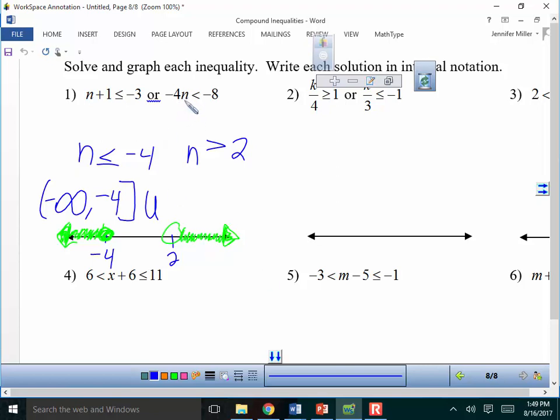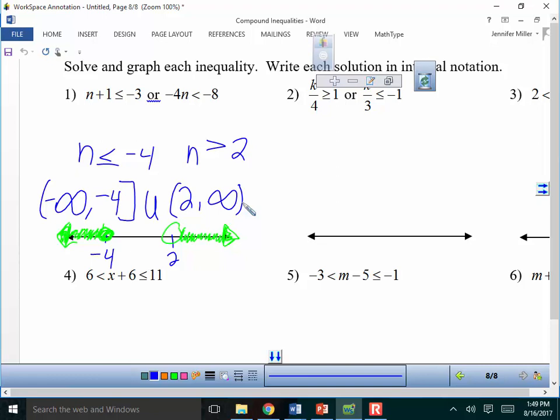Let's look at it. -4 times 2 is what? -8. Is -8 less than -8? No, because they're equal. So that's not going to work for us. That's why there's a parenthesis or an open circle, and then 2 to infinity. What I like to do is solve it, graph it, and then write interval notation. Because if you have a closed circle, bracket, open circle, parenthesis, and infinities always have parentheses, whether negative or positive. Does that help?